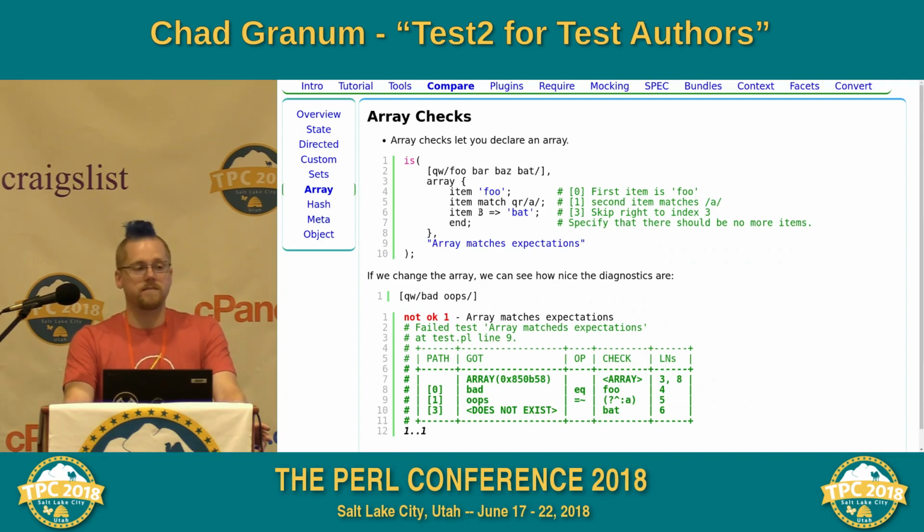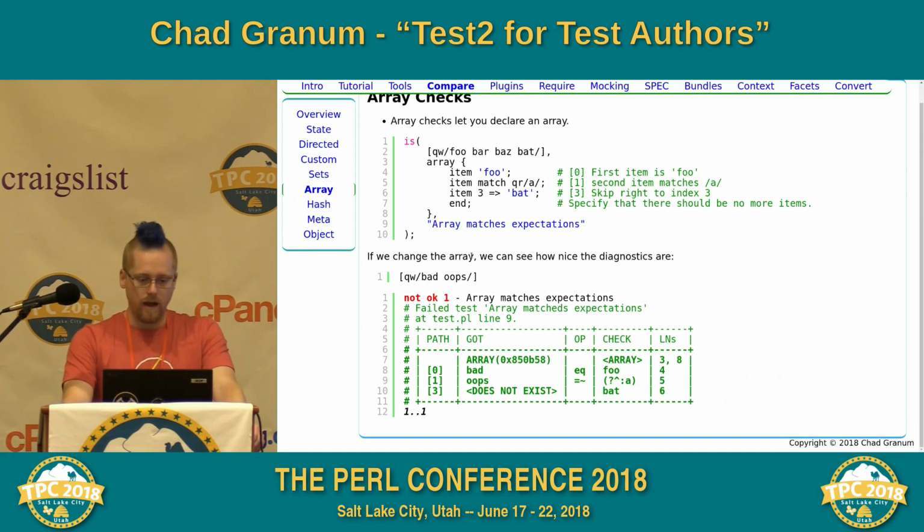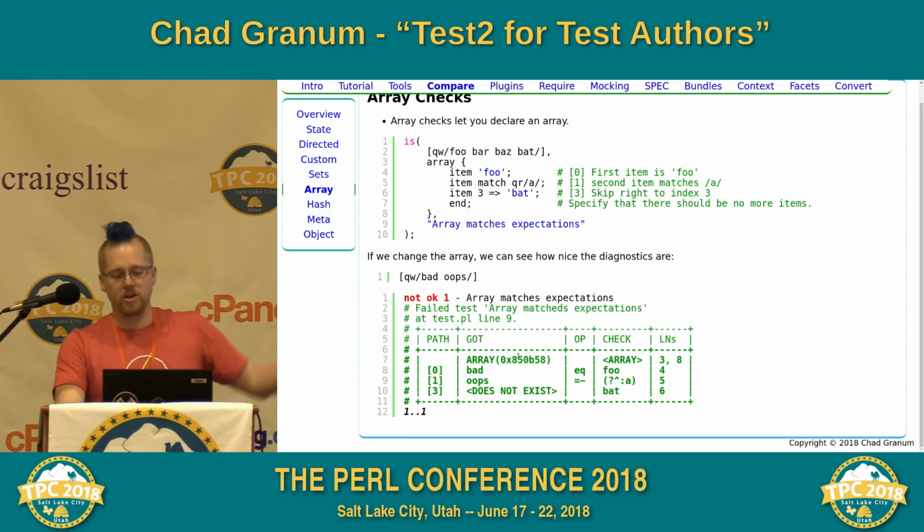Then you can also specify a specific index. So here we're saying item 0 should be foo, item 2 should match this regex, or sorry, 0 and 1, and then item 3, we're skipping item 2. We just don't care about item 2, but item 3 should be bat. Then here's a diagnostics to show just how much detail you get when that fails.